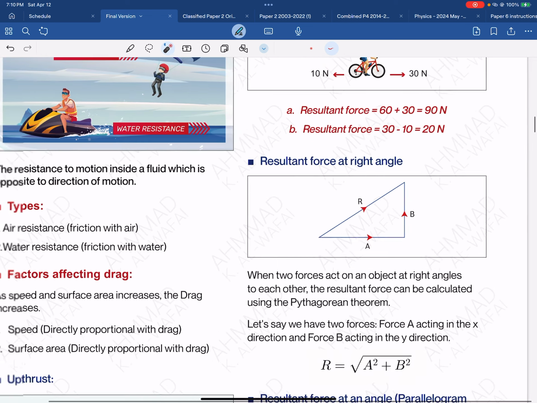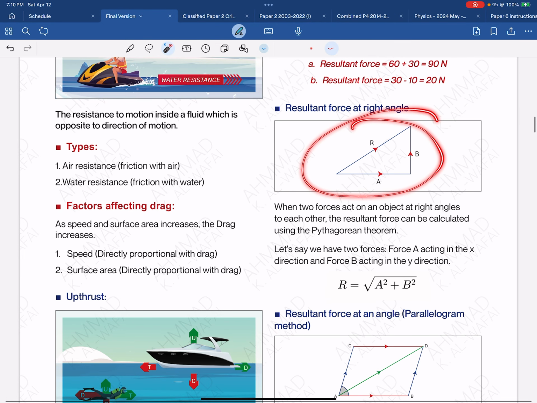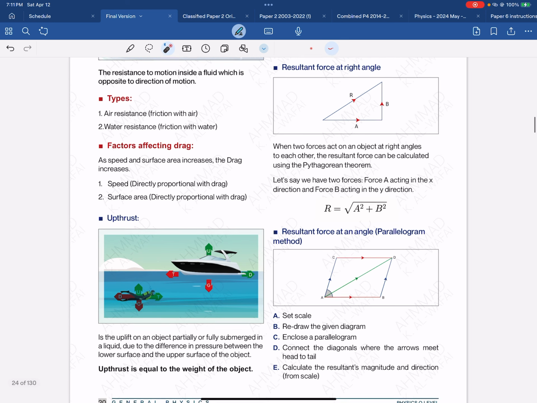Now for the ones at a right angle or at an angle to each other, that's a different analysis we're going to talk about in a lesson of its own.